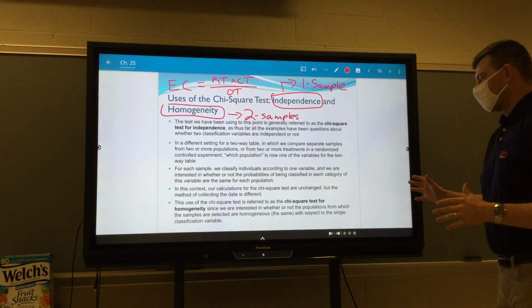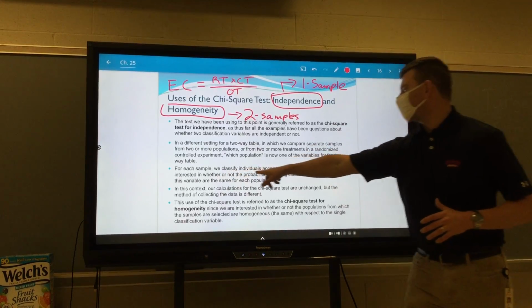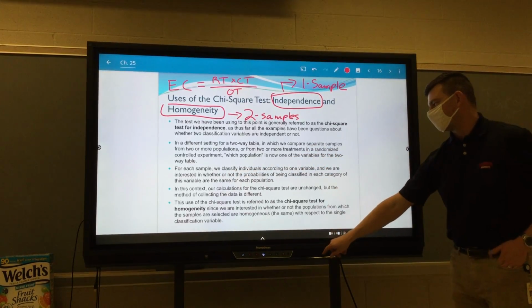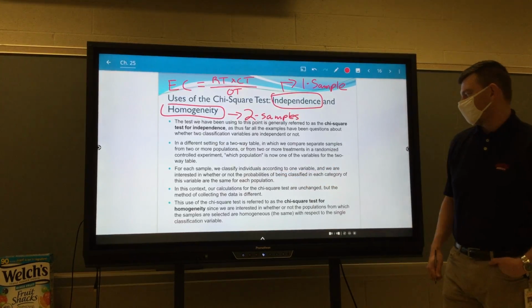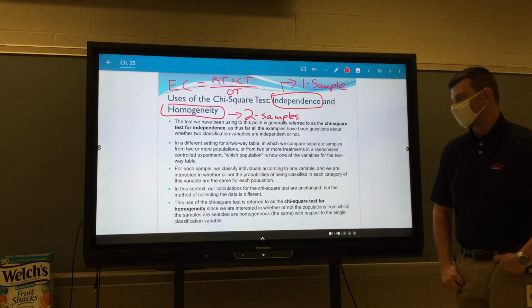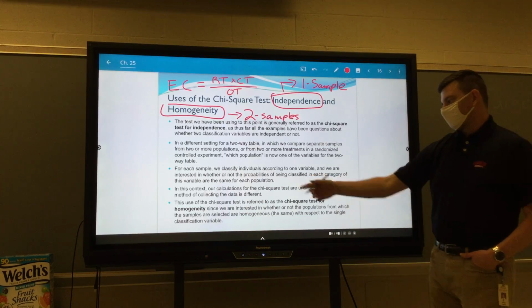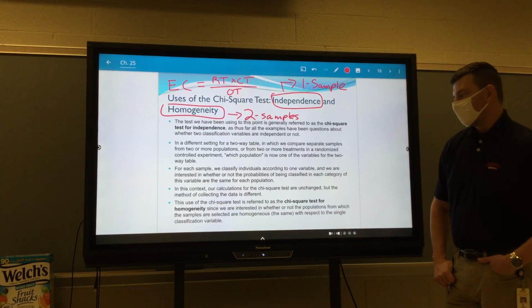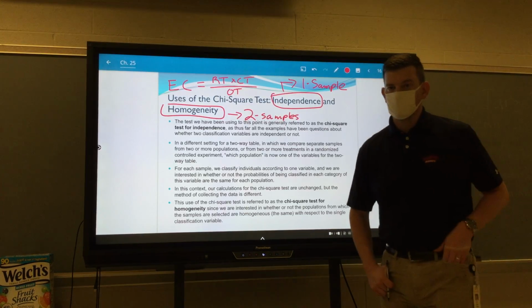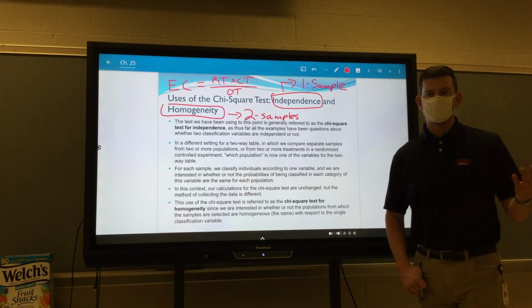Okay? So we have this here. It says for each sample we classify individuals according to one variable, and we are interested in whether or not the probabilities of being classified in each category of this variable are the same for each population. In this context, our calculations for the chi-square test are unchanged, but the method of collecting the data is different. Okay, so our procedures are going to be the same. Nothing new on that front.